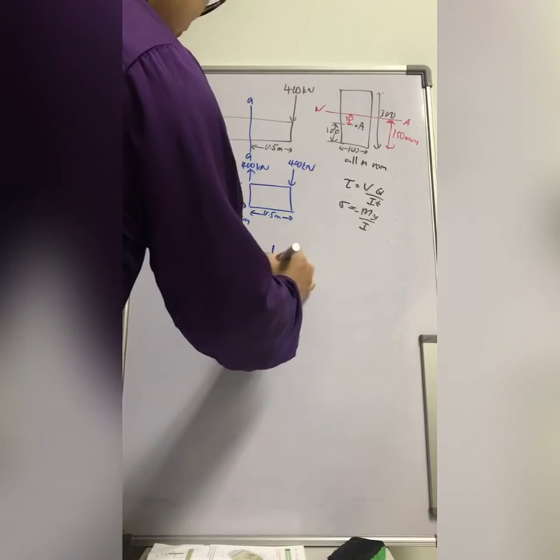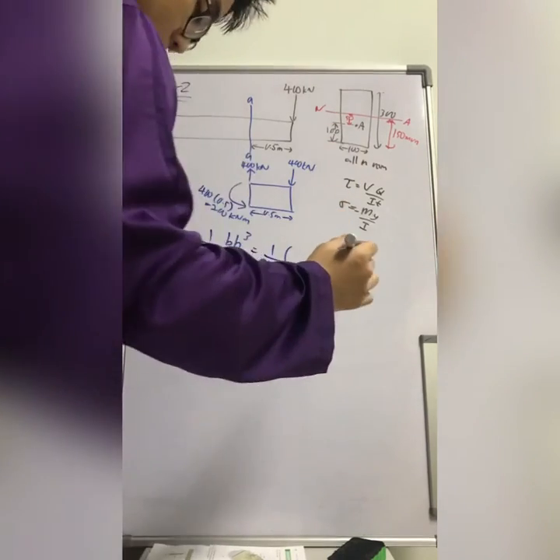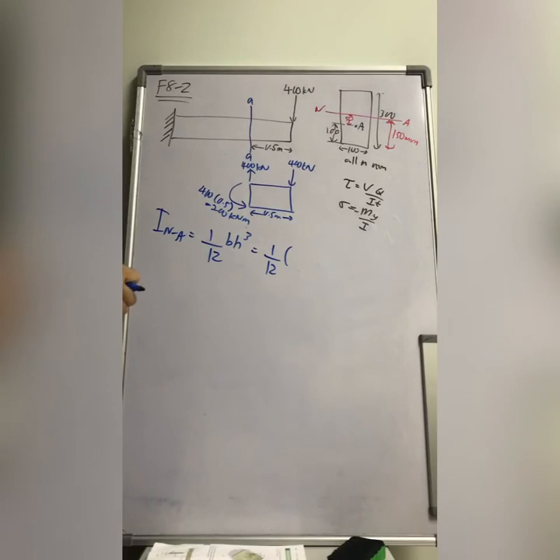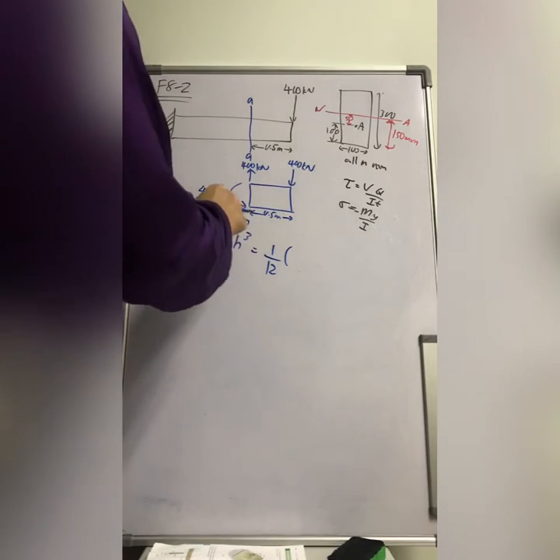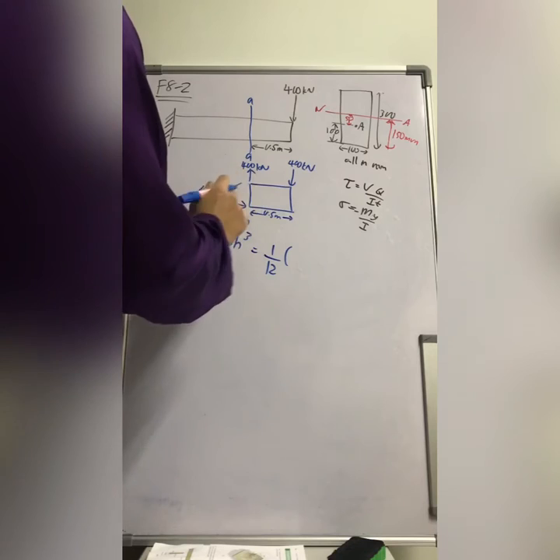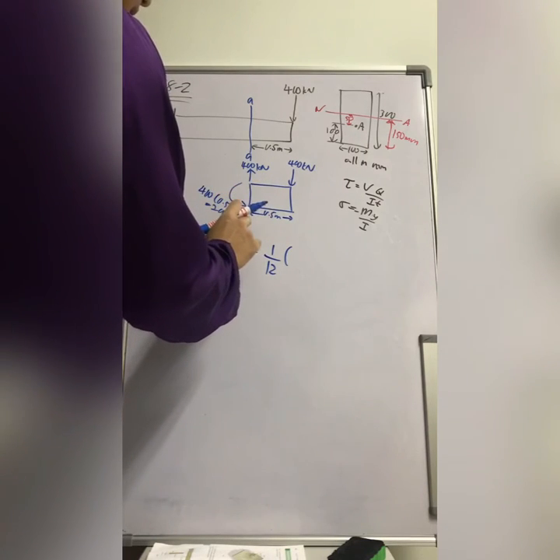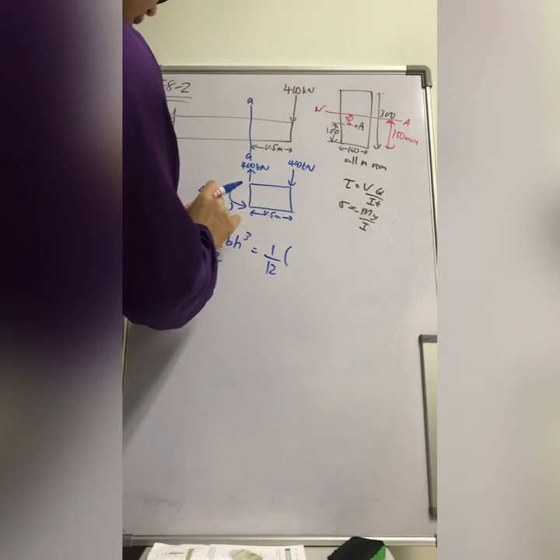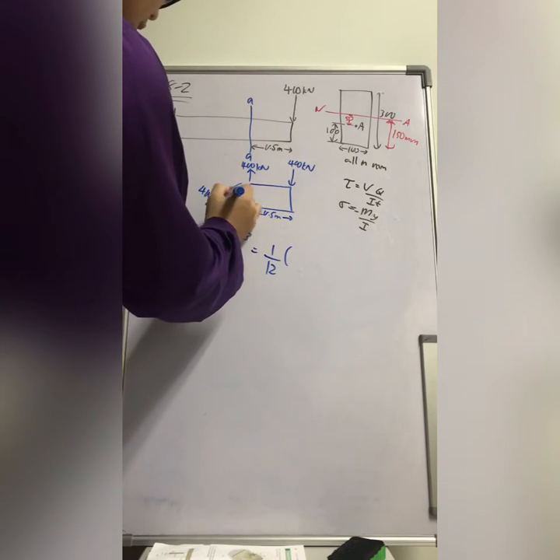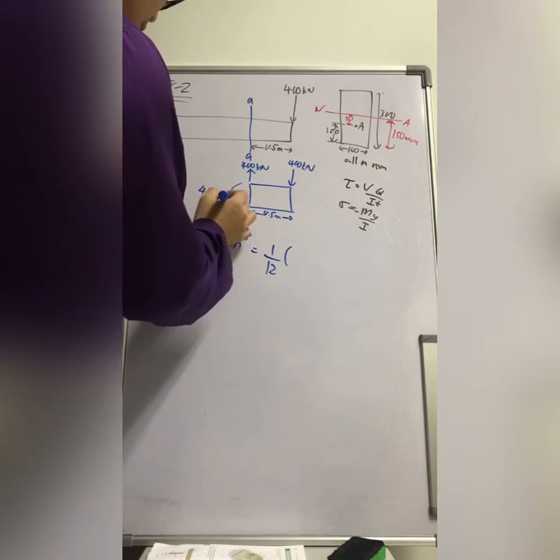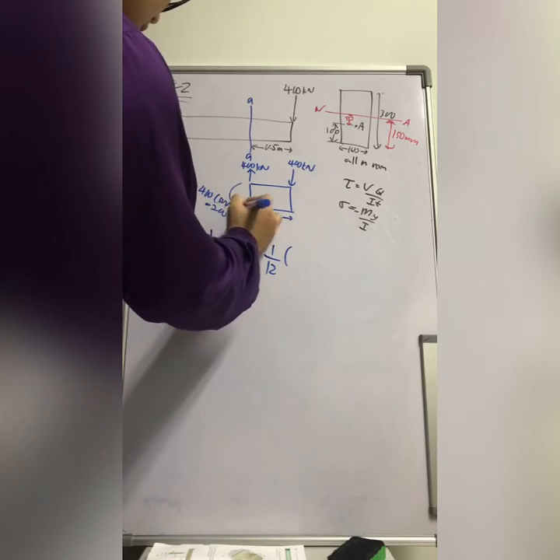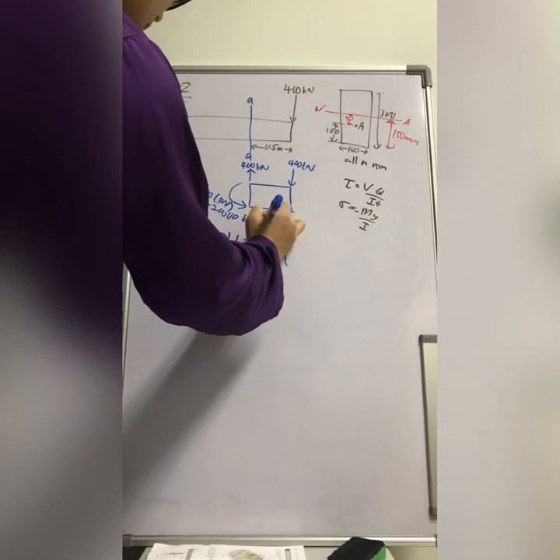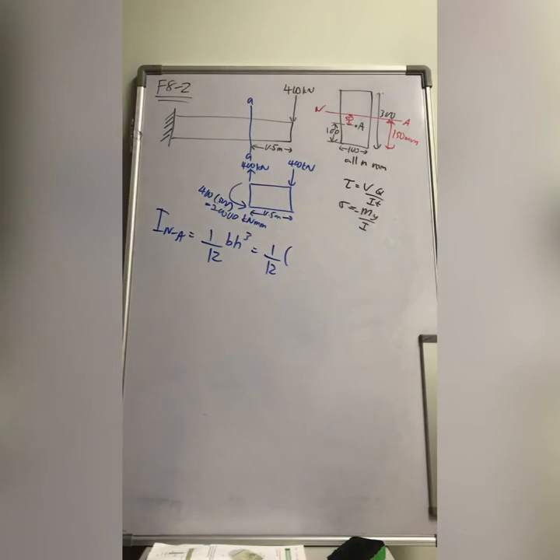So it is 1/12 base. I think I prefer to work in millimeter. So let me change this to 200 kilonewton meter. Because it's 0.5, so this is 500 millimeter. So we multiply them: 200,000 kilonewton millimeter. You can use SI if you want, no problem. 200,000.